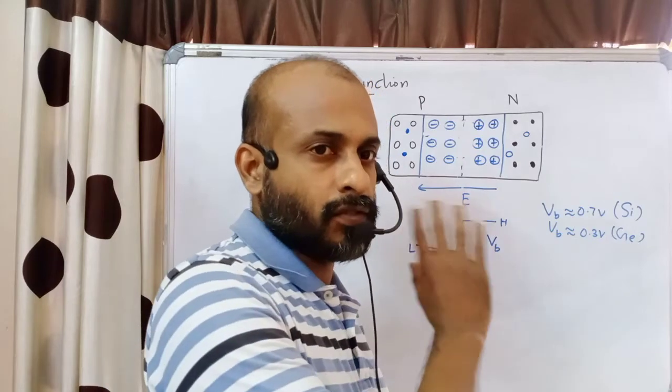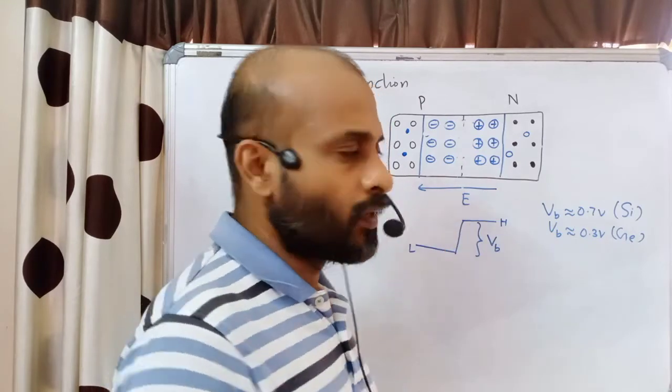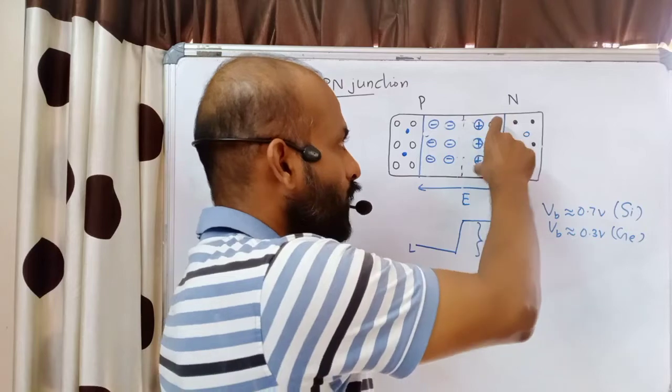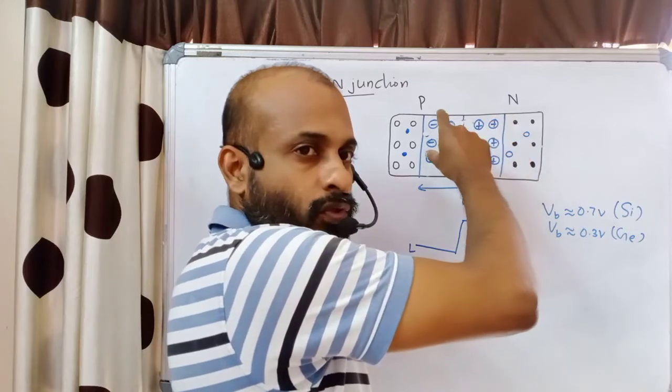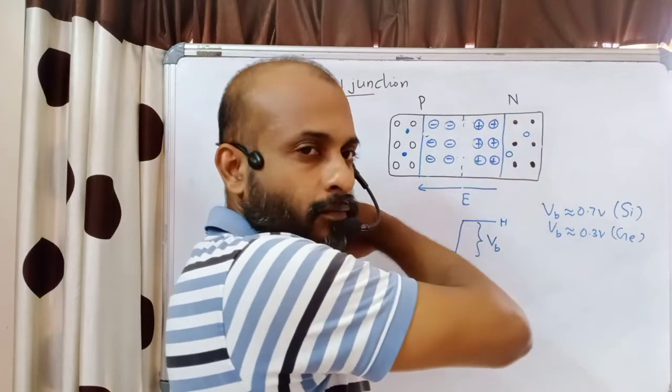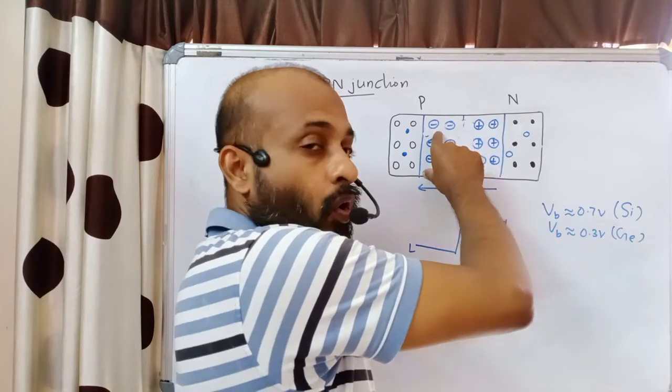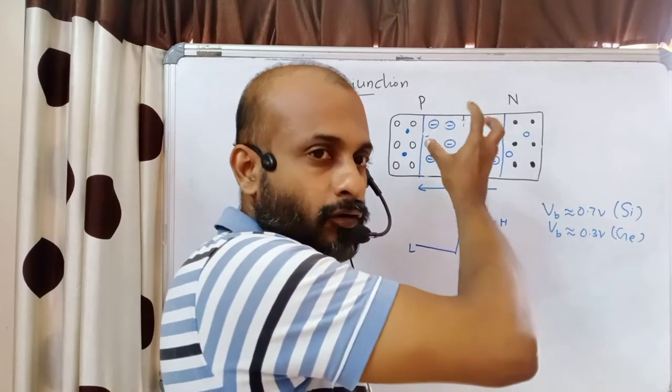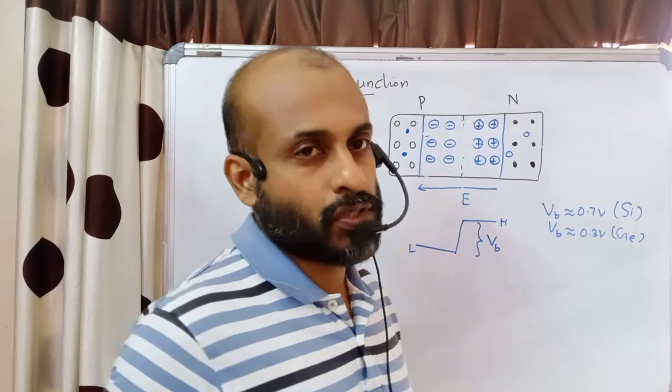So this is called diffusion current. Diffusion current means the majority carriers in the n side, the electrons, move towards the p side, and the majority carriers in the p side, the holes, move towards the n side. So they diffuse, and the current is called a diffusion current.